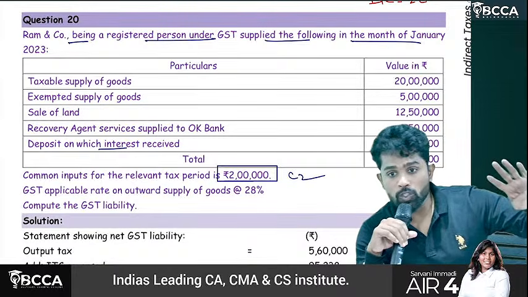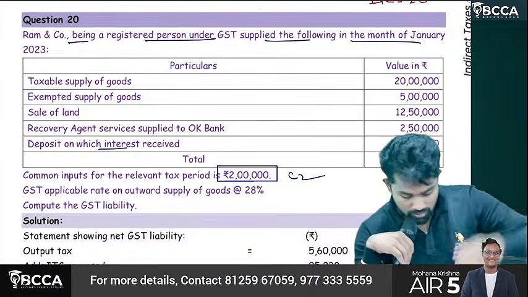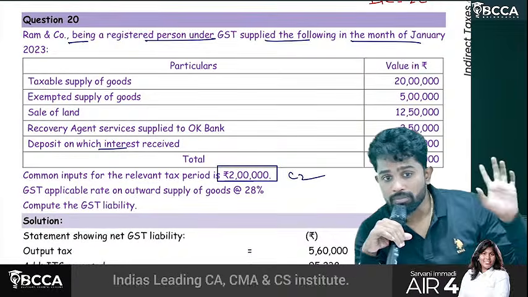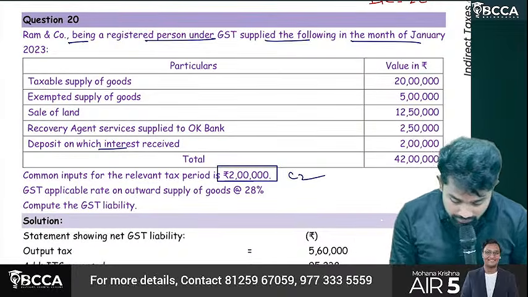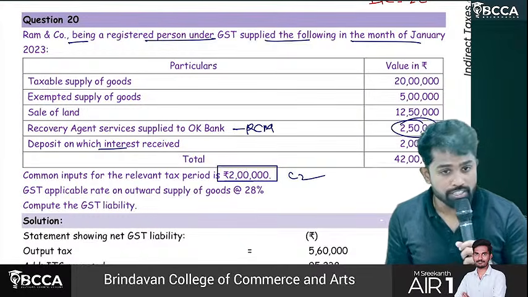4 points are included there, sir. What are those 4? First one, straight away what is exempted, that anyhow will be there. Other than RCM outwards. Here is there any RCM outward? Yes. Recovery agent services are covered under RCM. So this 2,50,000 we need to add.